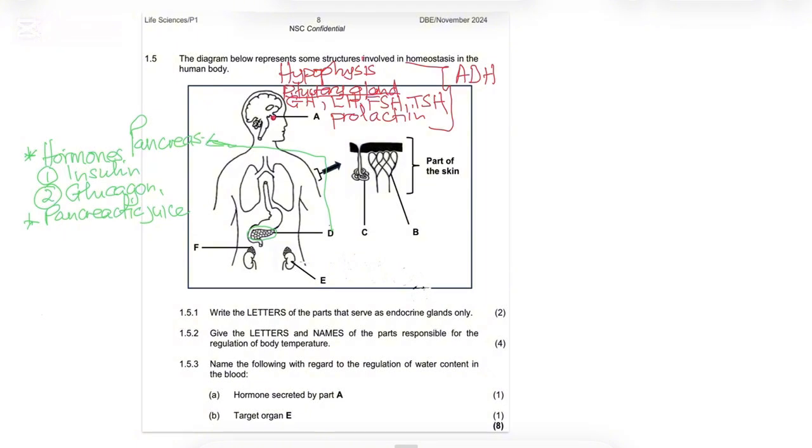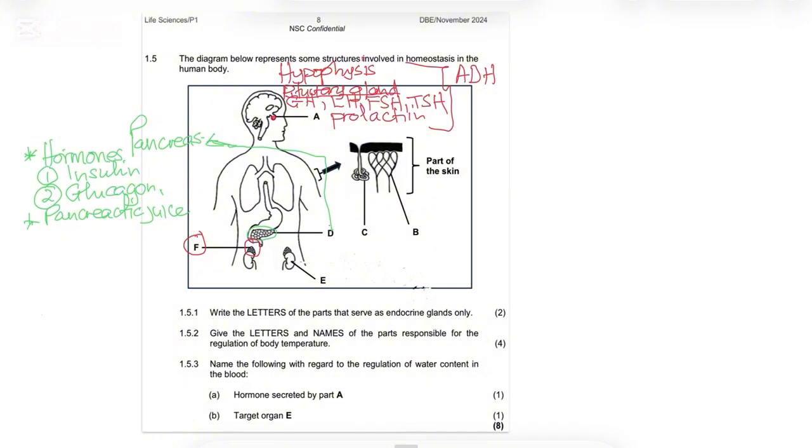Now, let's move on to part F. Part F is this one. Part F is located just above, on the kidney. It looks like fat, but it's not fat. It is a gland, and it produces two types of hormones.